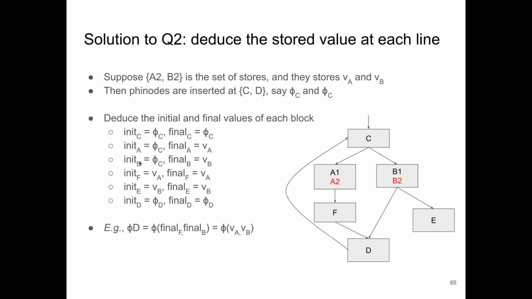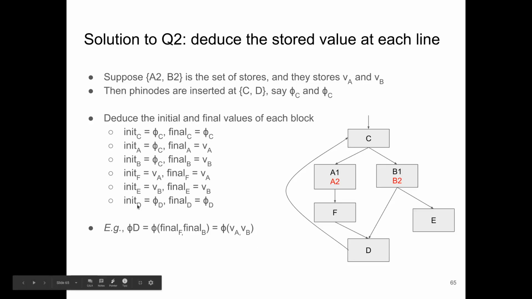Similarly, the initial value of block B should be phi C because you jump from C to B. On the other hand, the final value should be VB because inside this block, B2 stores the value VB to the location here. And similarly, the initial value of F should be VA and the final value of F should be VA, because the value is inherited from the parent A and it is not changed because there's no store to the location. And almost the same thing happens for E as well. The initial and final values stored in the location should be just VB.